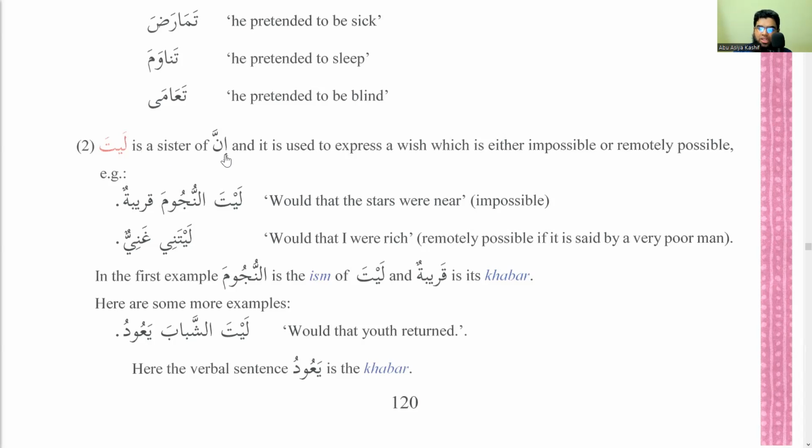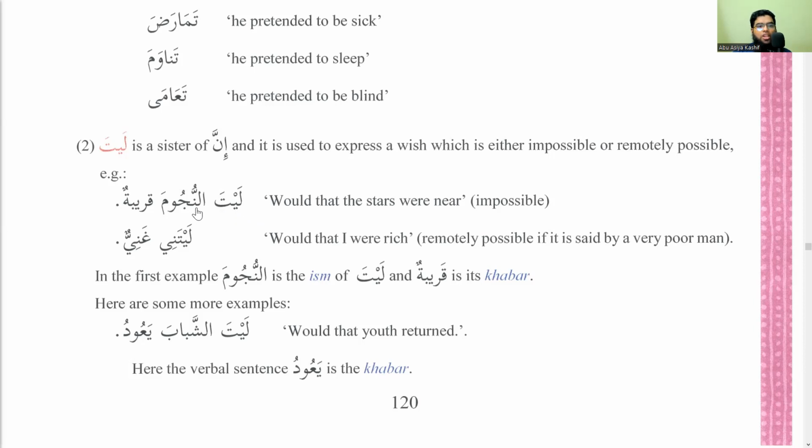Laita is the sister of inna. We learned a lot, very common in the Quran, because the person who goes to Jahannam and all that, in the Akhirah, he'll keep saying, I wish, I wish, I wish. So which kind of wish? Either impossible, it will not happen, or remotely possible, very difficult for it to happen. Like, how I wish I can become a billionaire. Is it possible? Yes, it's possible. Is it difficult? Of course, yeah. It's next to impossible.